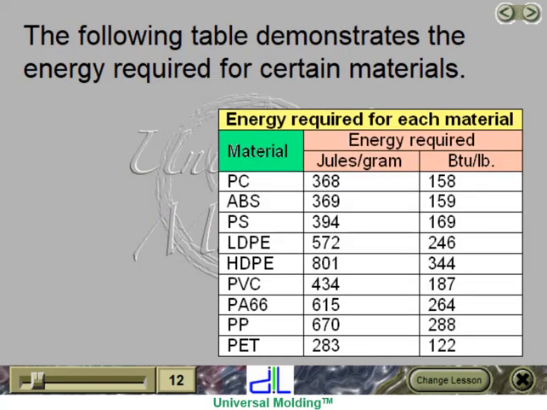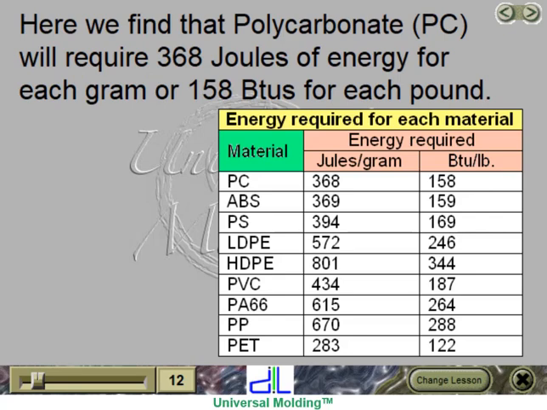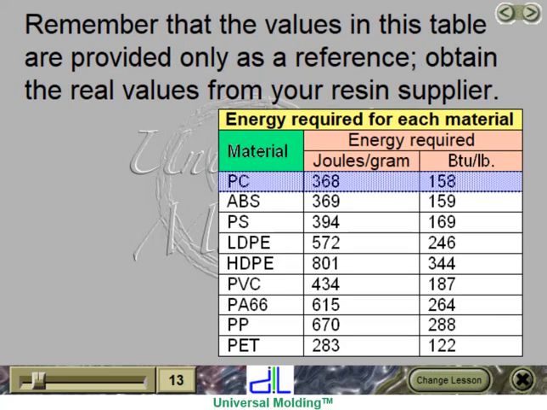The following table demonstrates the energy required for certain materials. Here we find that polycarbonate, PC, will require 368 joules of energy for each gram, or 158 BTUs for each pound. Remember that the values in this table are provided only as a reference. Obtain the real values from your resin supplier.